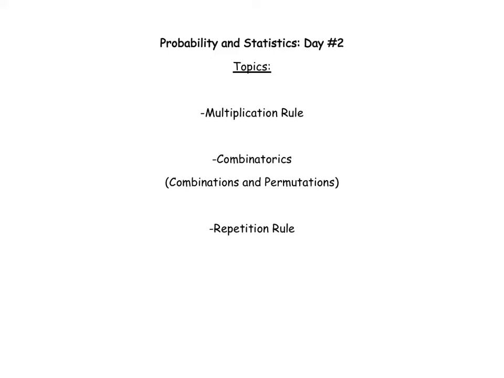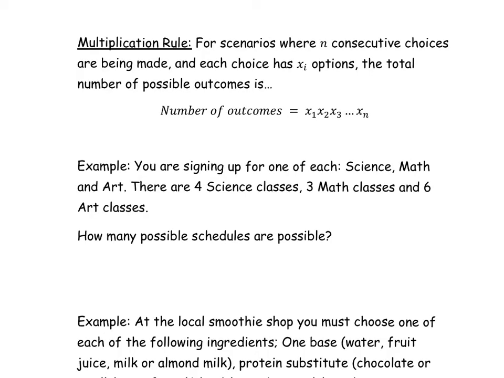HLAA probability and statistics, day number 2. Today we're going to talk about the multiplication rule, some combinatorics, and the repetition rule. In case this topic seems foreign, it won't after you see the first couple of examples, as we're going to talk about combinations and permutations. So let's go ahead and get started.